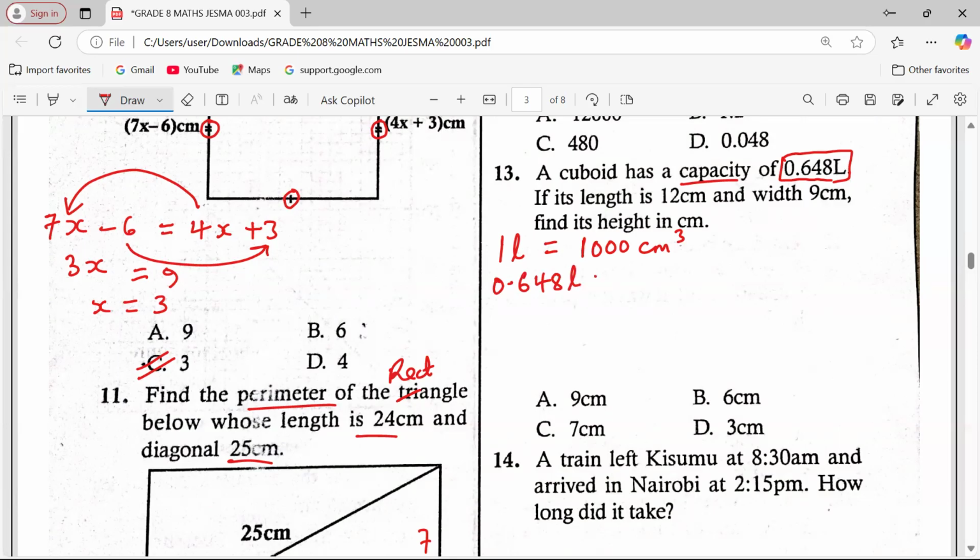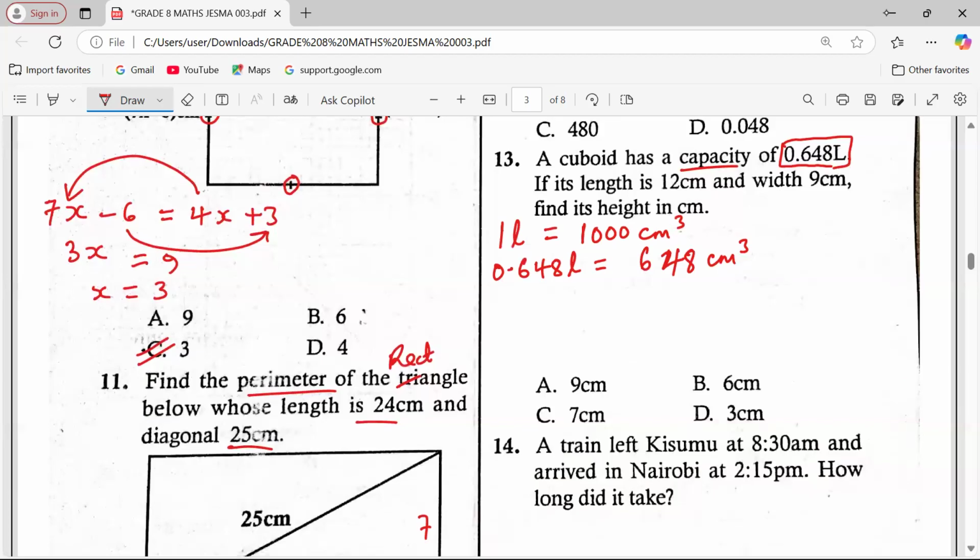Therefore, 0.648 liters will be equivalent to 0.648 multiplied by 1,000, and that will be 648 cubic centimeters. The other thing now is to ask ourselves, how do we get volume? Volume is usually given by length times width times height. So the volume is provided, 648. The length is 12. The width is 9. The height is unknown. And how do we remain with height now? By dividing through by 12 multiplied by 9.